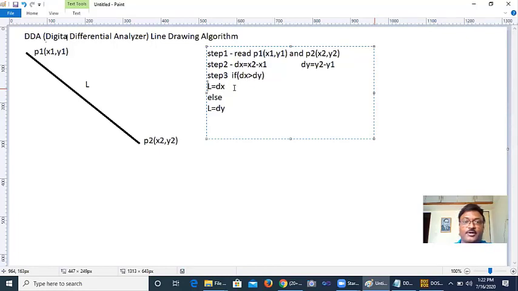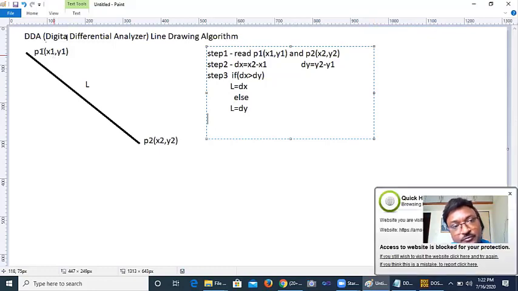So what I have done: first of all, read the points x1, y1, x2, y2. Then I calculated dx, dy. Then I compared if dx is greater than dy, then length is equal to dx, otherwise length is equal to dy. Now I need to add some value to x1, y1 to reach from x1, y1 to x2, y2. So that's why you have to calculate the x increment. I have considered xinc; you may consider any variable, such as xi.